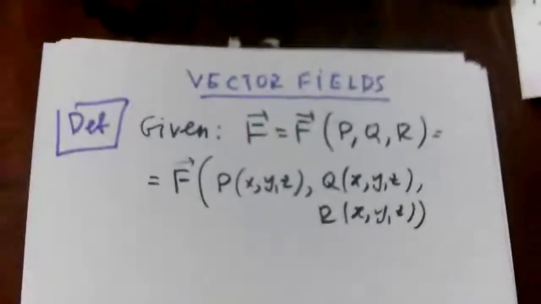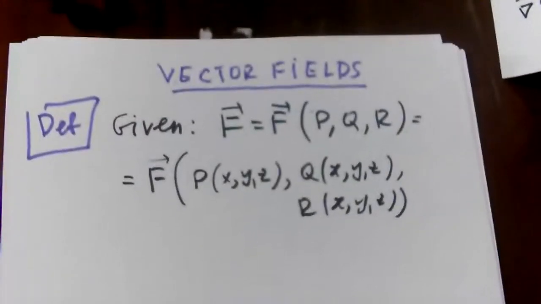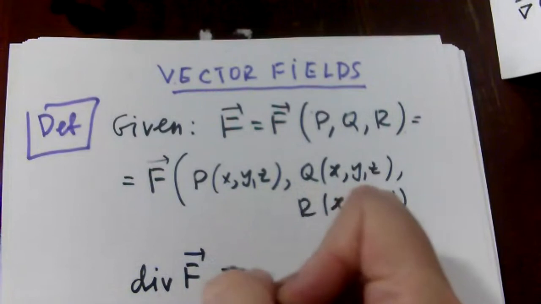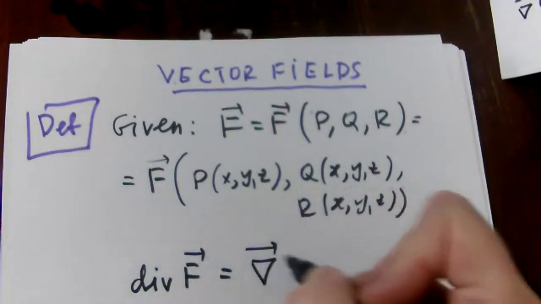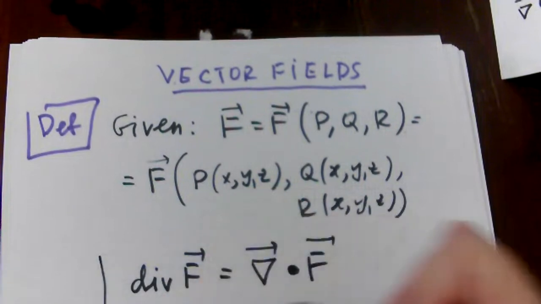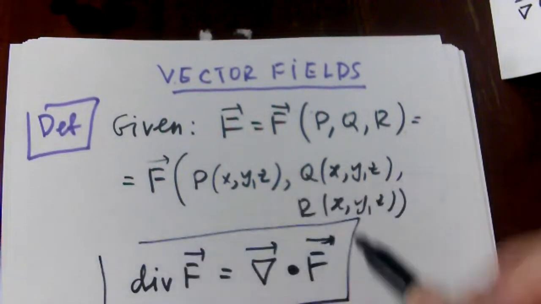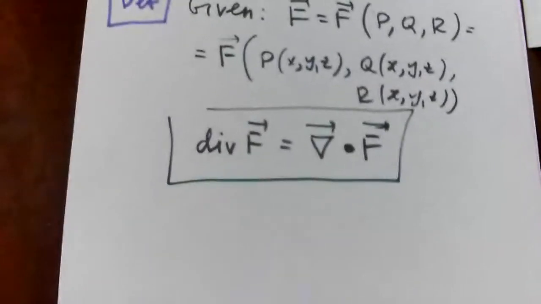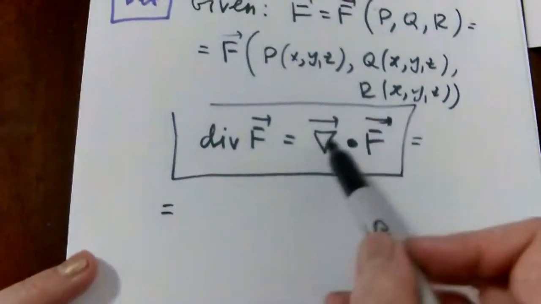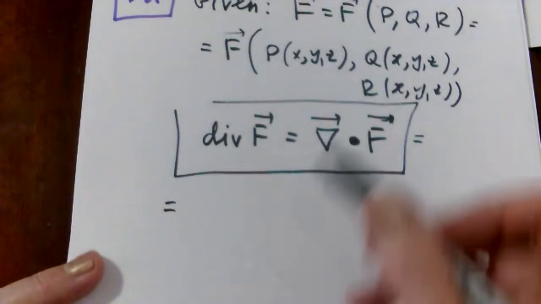Okay, what is divergence? The definition is very, very simple. Divergence of f is given by this expression: nabla, our vector operator, times vector f. So this is a scalar product. So the definition is extremely easy. And of course, it would be interesting to expand this expression.